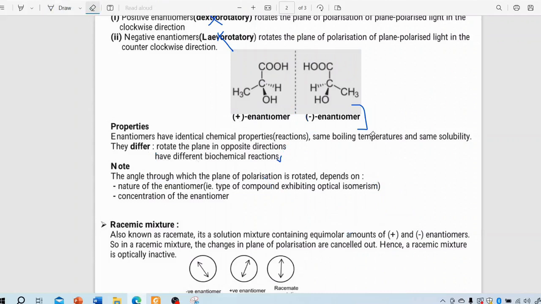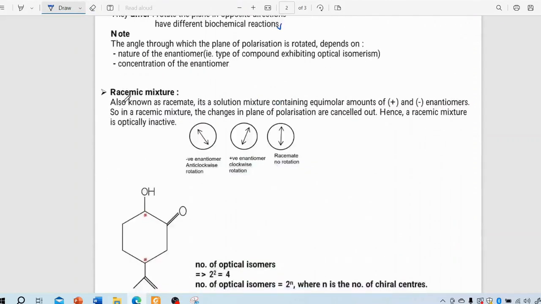And now we will look at that. So what is a racemic mixture? A racemic mixture, also known as a racemate, is basically a solution containing equimolar or equal amounts of positive and negative enantiomers. So in a racemic mixture, the changes in plane of polarization are cancelled out. Hence, a racemic mixture is optically inactive.